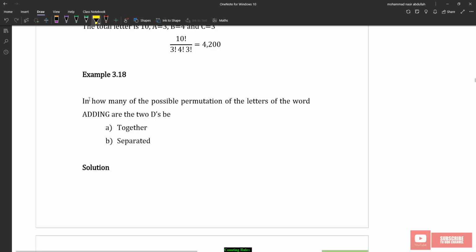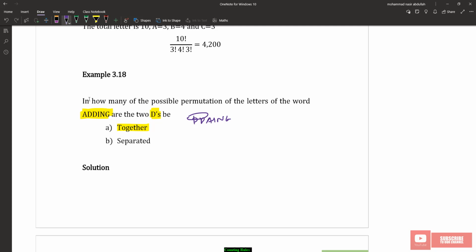How many possible permutations of the letters of the word adding are there if the two D's must be together? What I want to do is rephrase the word adding, but the two D's should always be together. That means DDAING, or the D's can be at the back, or after A, after I, after N, or after G, as long as the two D's are together.